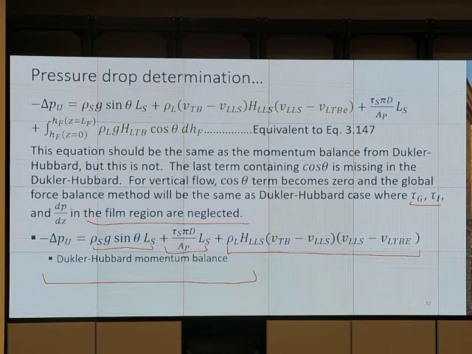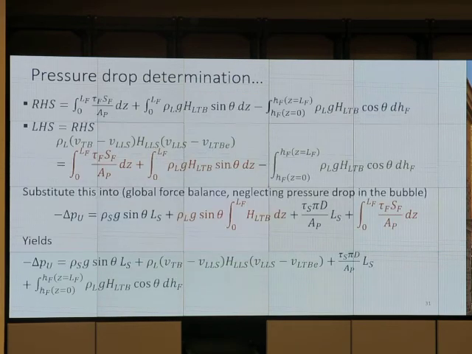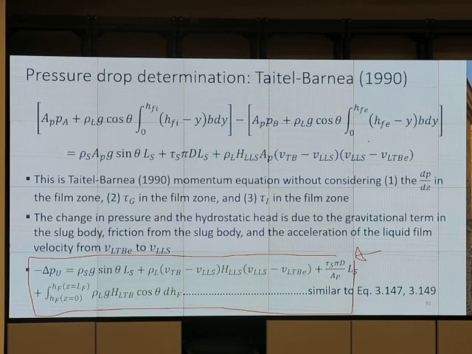For Taitel-Barnea, we have LS, and these two are for acceleration pressure loss, plus pressure gain due to lifting it up. You still remember that? We proved it in the previous lecture. So now we want to see if this is in fact the same as the original one or not. The original one from Taitel-Barnea is that equation.